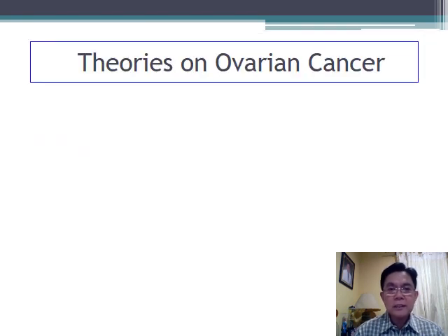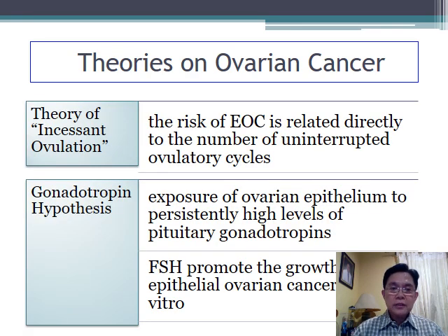So what are the theories on ovarian cancer? The most common theory is they called incessant ovulation theory. So based on this theory, the risk of epithelial ovarian cancer is directly related to the number of uninterrupted ovulatory cycles. So that means the more ovulations the woman has, the higher is the probability of that woman developing ovarian cancer.